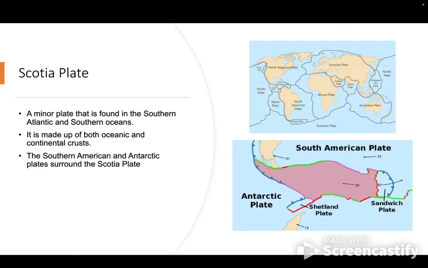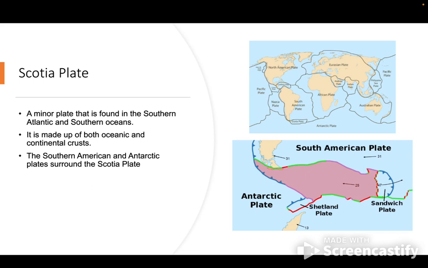All right, so the Scotia Plate is a smaller plate found in between the southern Atlantic and Antarctic oceans. It is made out of mostly oceanic crust, but it does have some fragments of continental crust that we have found, because at one point in time the bottom of the South American continent and Antarctica were connected, but now they're not anymore. But there is some evidence of continental crust in this plate as well.